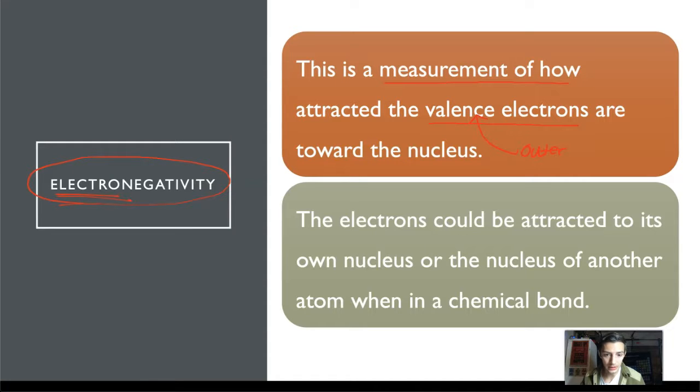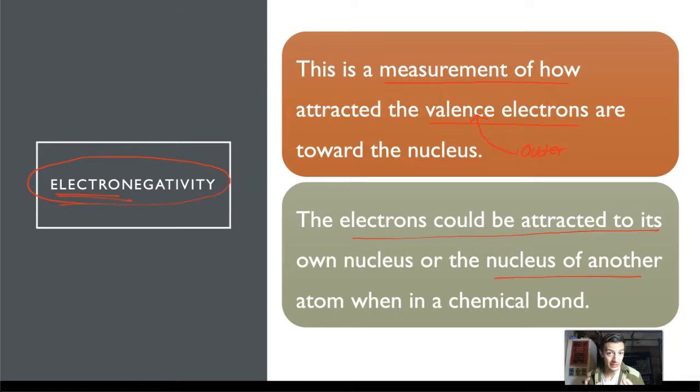And another thing to note is that those electrons could be attracted to its own nucleus, okay? The atom that it is surrounded by, or those electrons could be attracted to the nucleus of another atom when we're talking about chemical bonds. Because in the end, if you're going to make molecules, which is what life is made out of, not typically out of just one atom at a time, but you're making molecules and things that have bonds to them, in that case, you're dealing with multiple atoms interacting with each other.